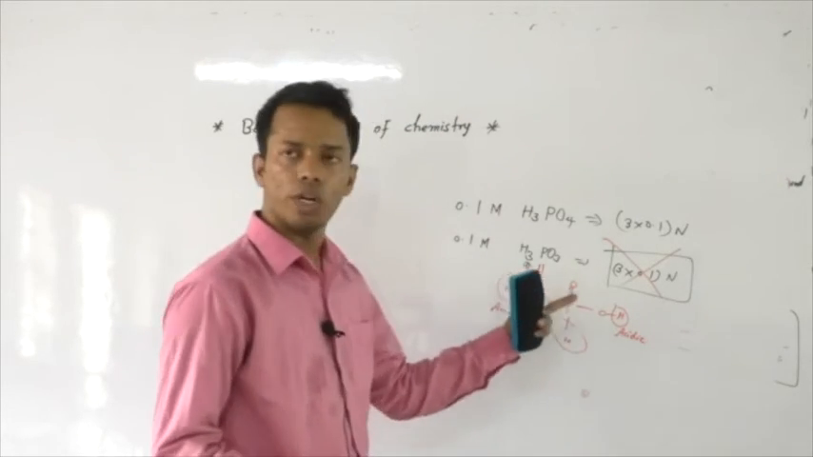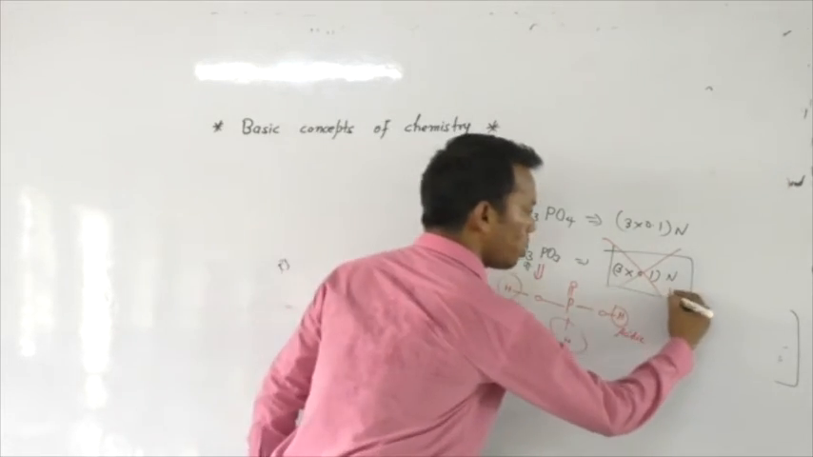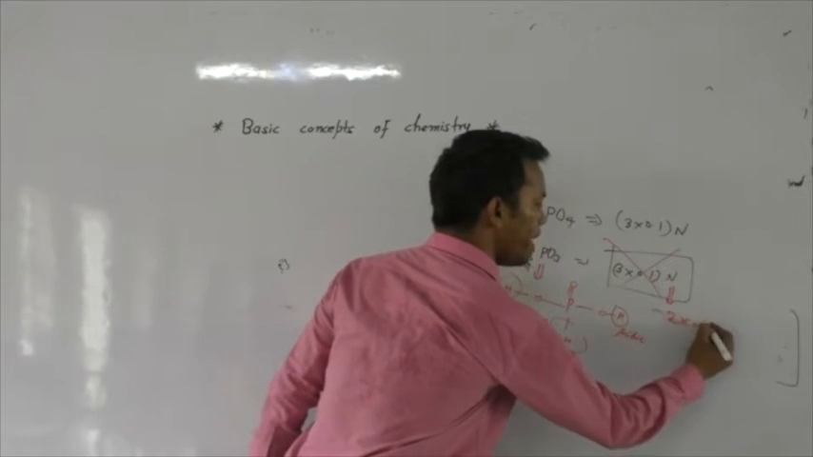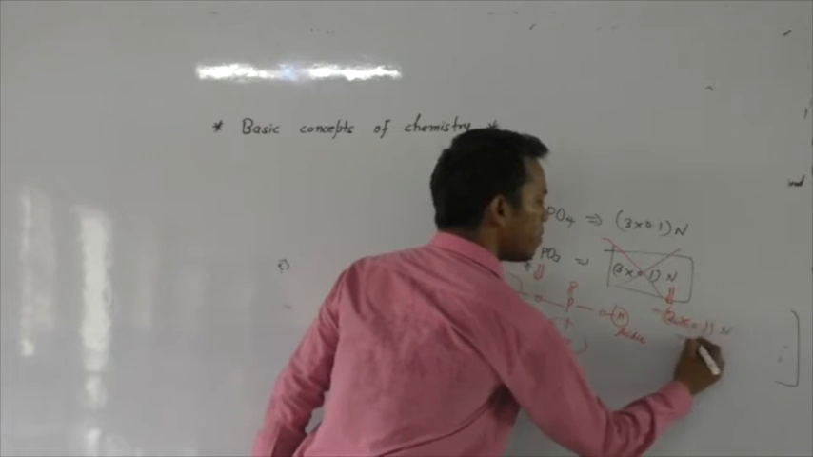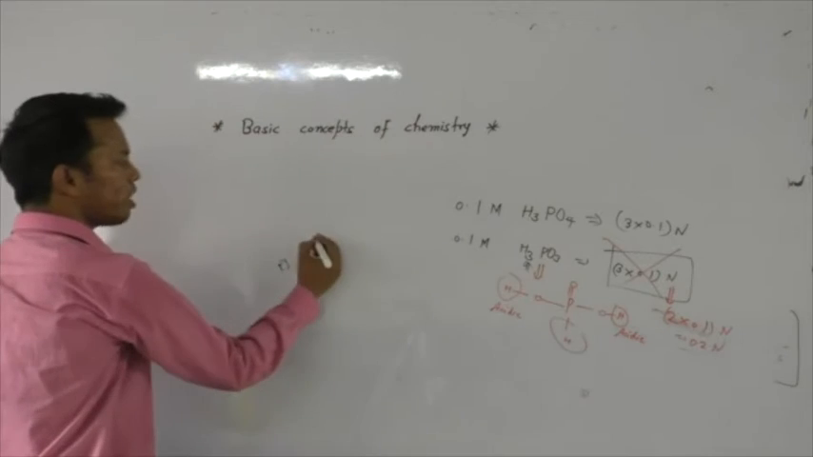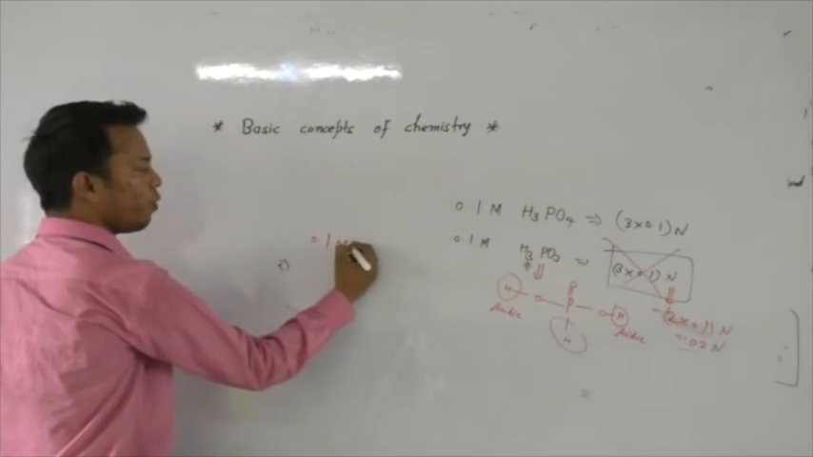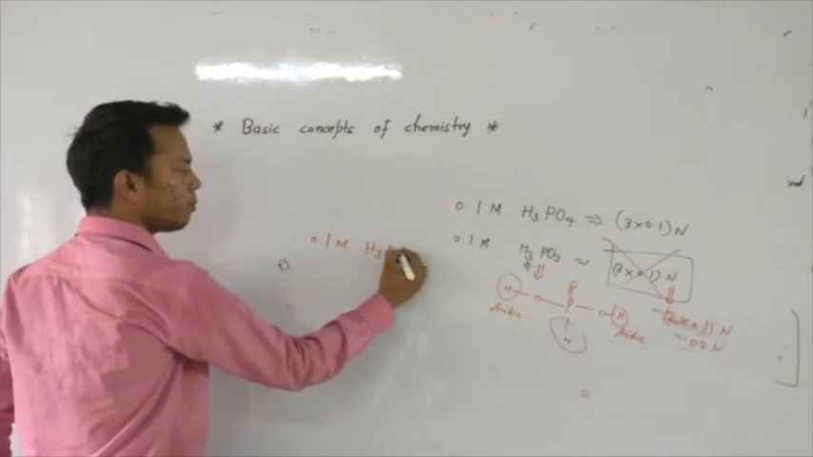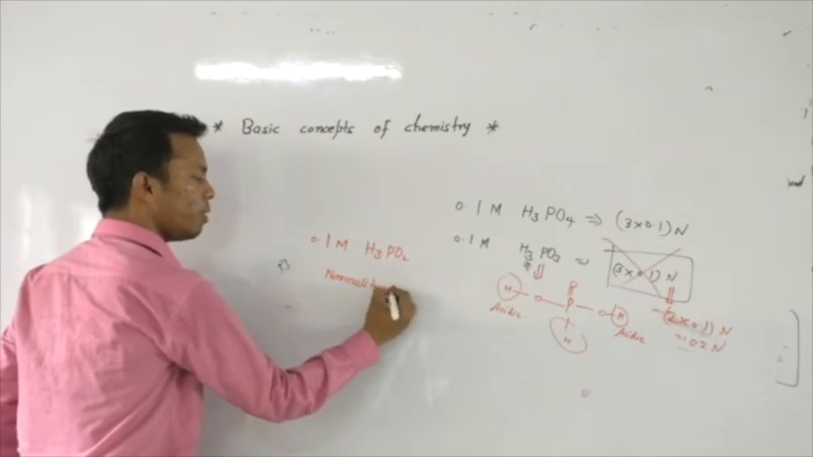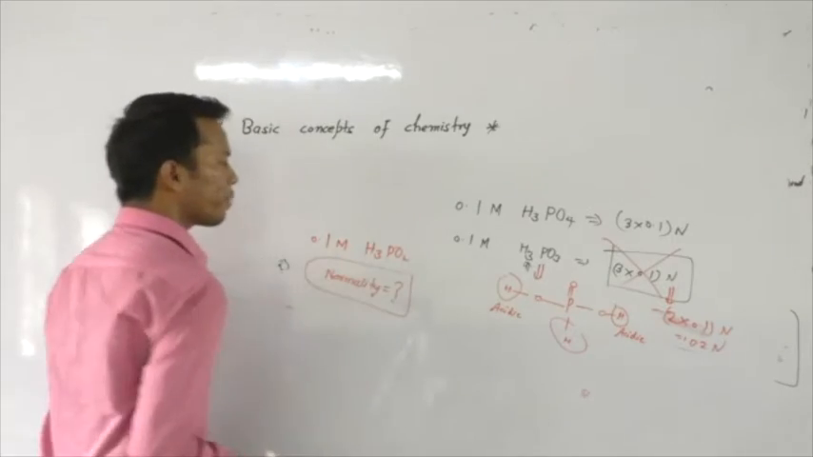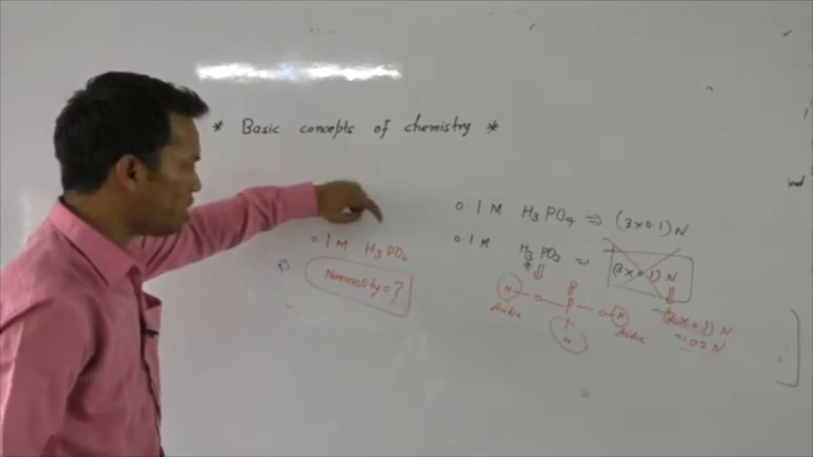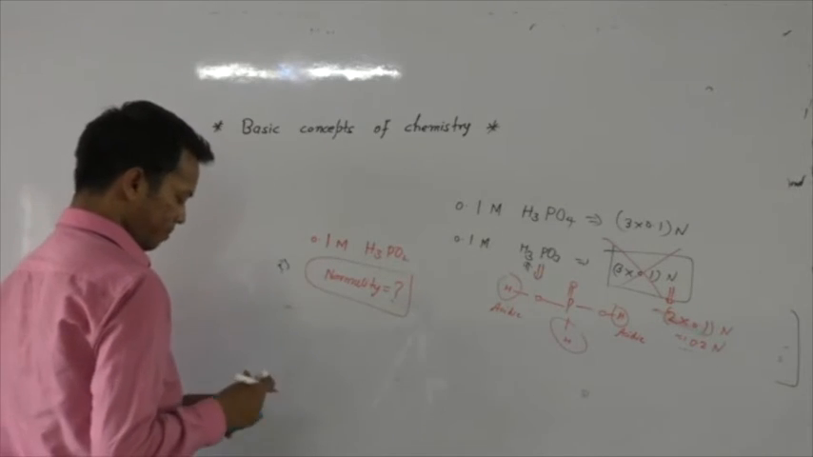So the N factor will be 2. So what you have to write is 2 into 0.1 normal. So it is 0.2 normal. Now the homework for you is: what will be the value of normality for 0.1 molar H3PO2? That is what you have to do. The value of normality for 0.1 molar H3PO2 is your homework.